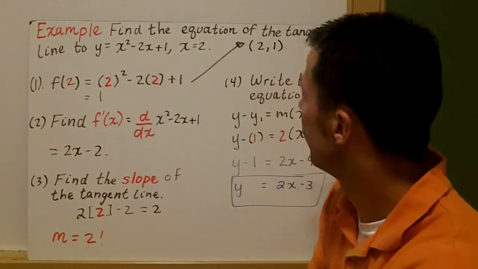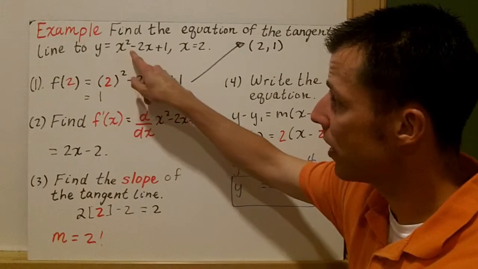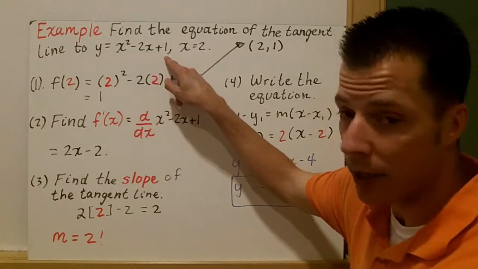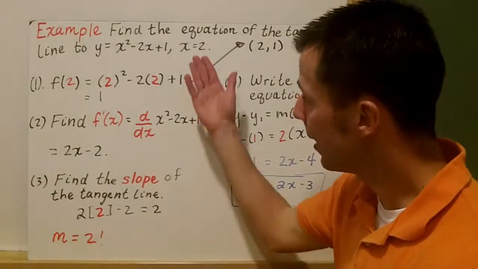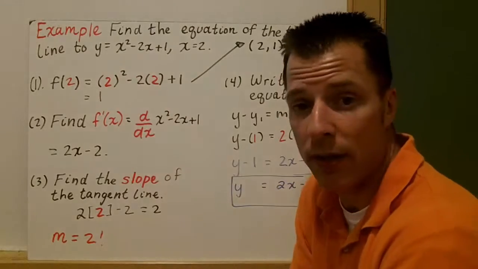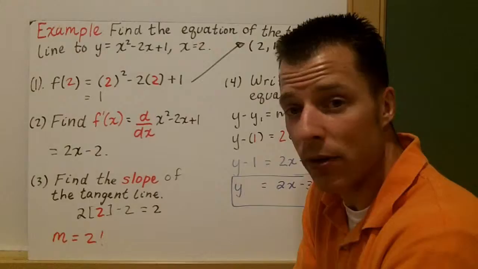Okay, so another example, we're looking at finding the equation of a tangent line to y equals x squared minus 2x plus 1. Again, I used x equals 2. Okay, so I'm looking at this and I say I've got a function, but I don't have a y-coordinate. So I have to find a y-coordinate first.